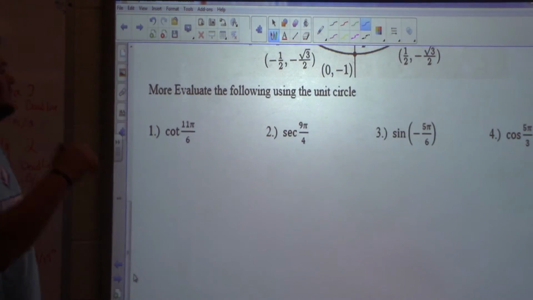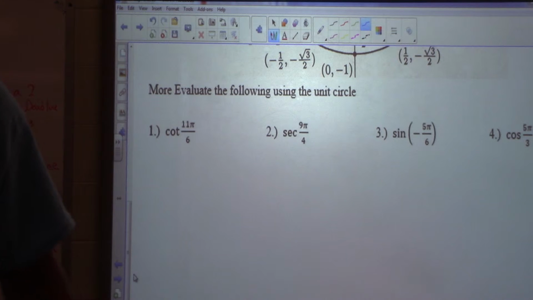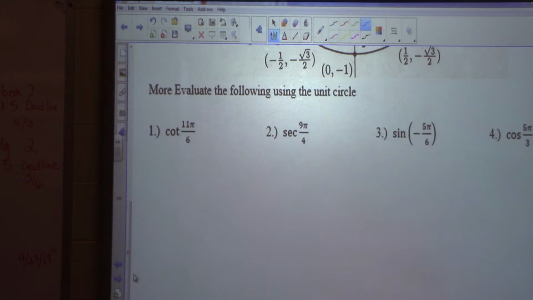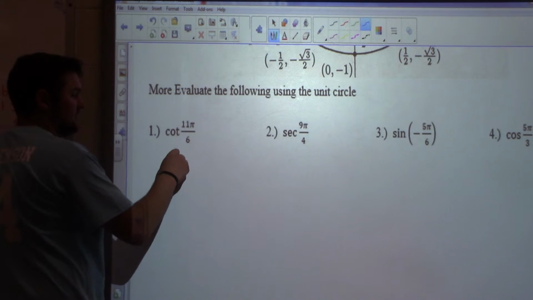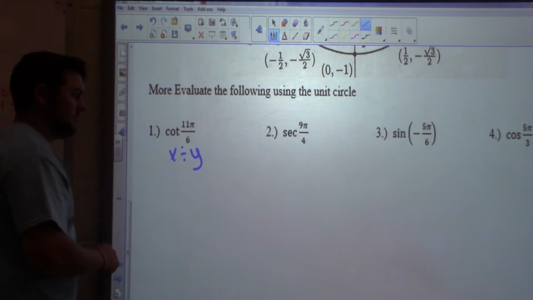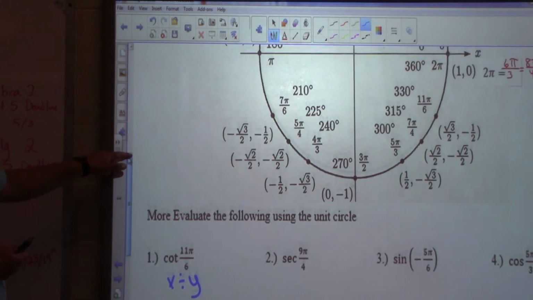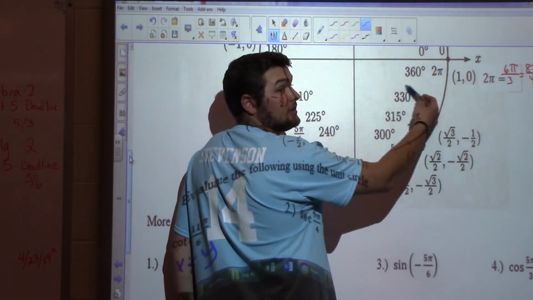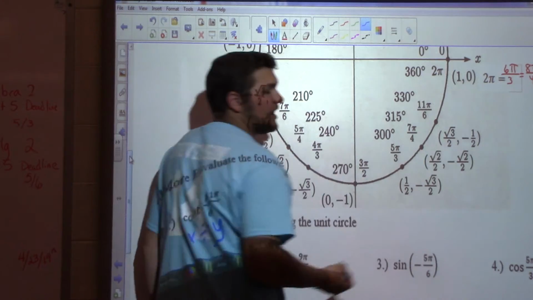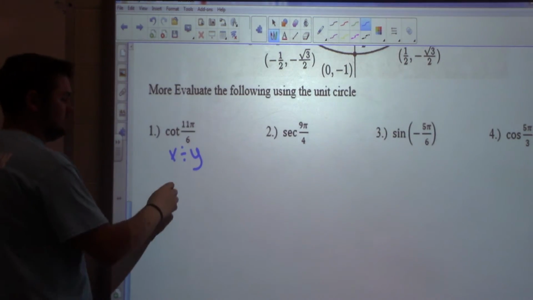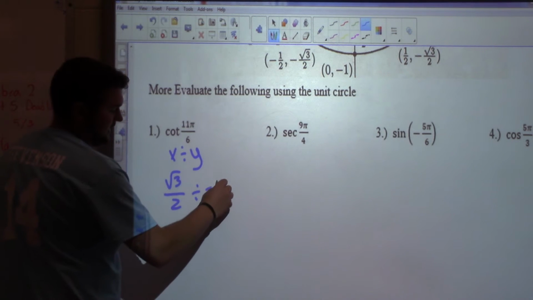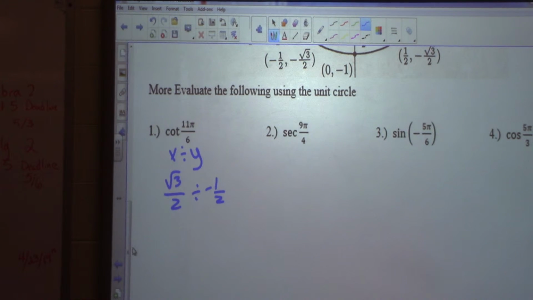To start with. Alright, these ones are all given to us in radians. Well, you could change them to degrees if you wanted. But 11 pi over 6, is that on my unit circle? Yeah, so why don't we just use that? Cotangent we said was x divided by y. At 11 pi over 6, otherwise known as 330 degrees, I want my x value divided by my y value. I want square root of 3 over 2 divided by -1/2.